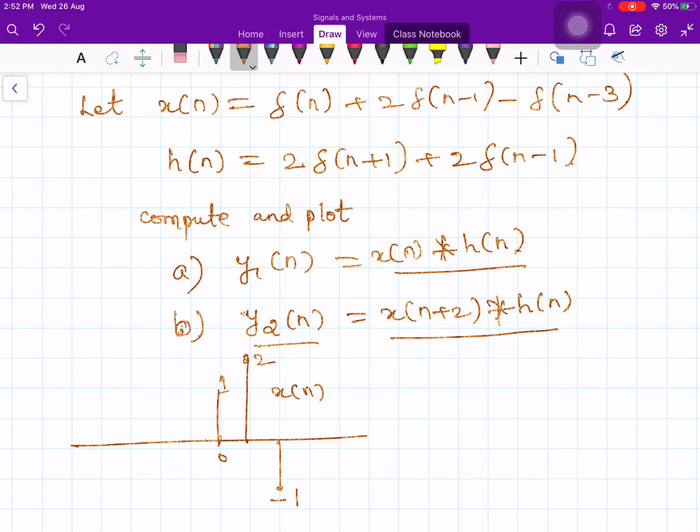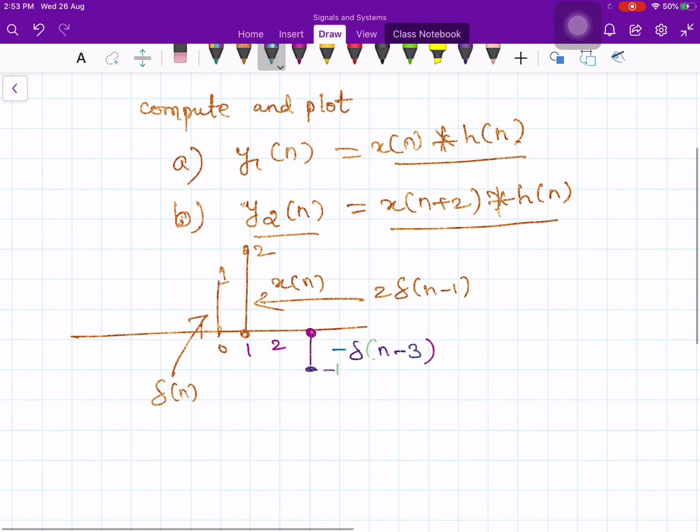Okay. This one is delta n, and that one is 2 times del of n minus 1. This one is minus del of n minus 3, and this point is located at 3. So minus 1, so minus del of n minus 3. That's it. This is my x of n.